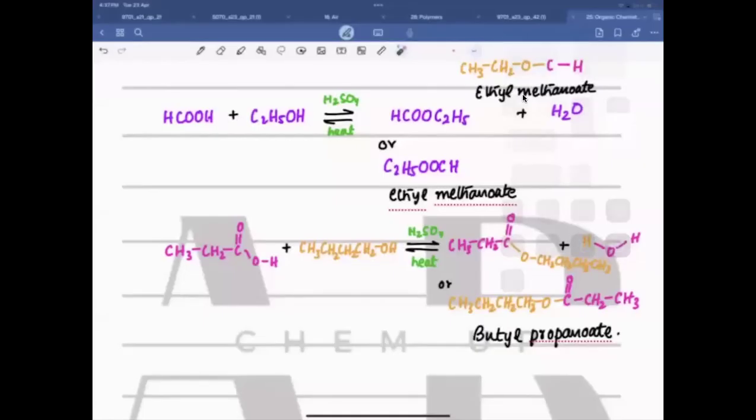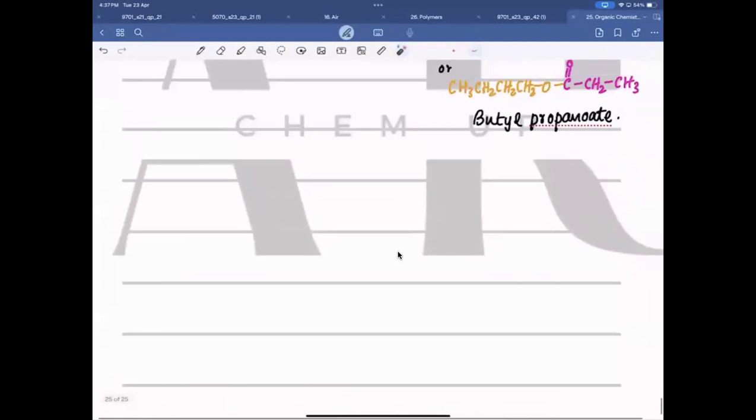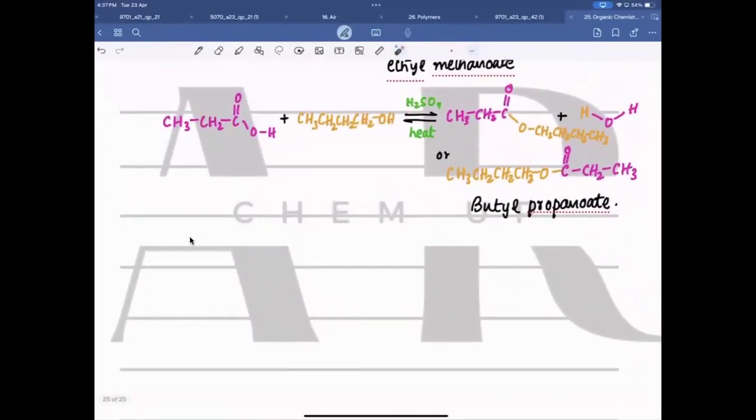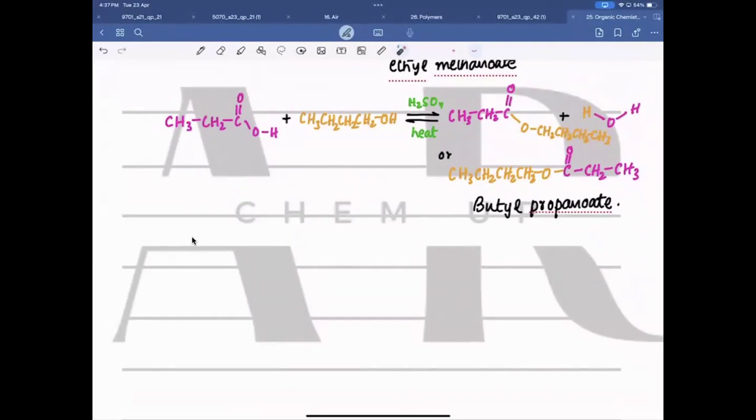Okay. So here we are done with the carboxylic acid. Now we are left with the polymerization, and we are going to do the polymerization on Thursday. Okay. Let me know one thing.